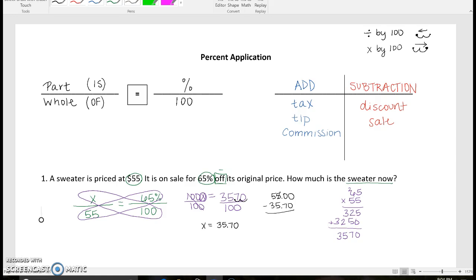Okay, so I have to borrow. 5 becomes 4. That's 10. Minus 7 is 3. Borrow again. 4, 14. Minus 5 is 9. 4 minus 3 is 1. Okay, so my new price is $19.30. $19.30 is the new sweater price.